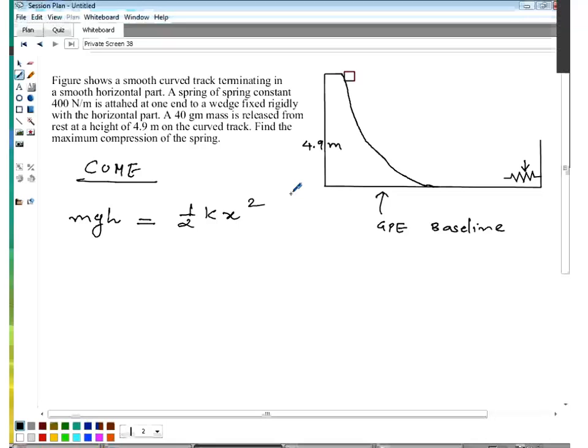Take g as 9.8. That may help due to this 4.9. 4.9 into 2 is 9.8. And see if you're getting the answer as 9.8 centimeters. Any questions? Let me know.